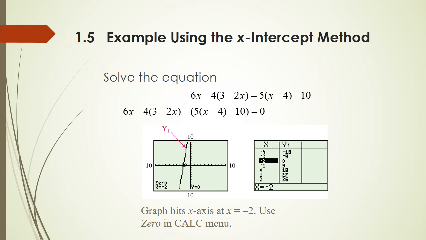All right, here's an example of how to use the x-intercept method. We're going to solve the equation 6x minus 4 times (3 minus 2x) equals 5 times the quantity (x minus 4) minus 10. Notice what they did was they subtracted the entire right side and they put it in parentheses. That's really important. You can leave it this way and put it this way into your calculator, or you can simplify it and combine like terms.